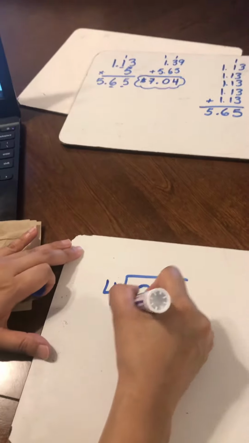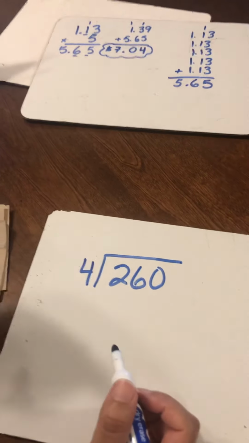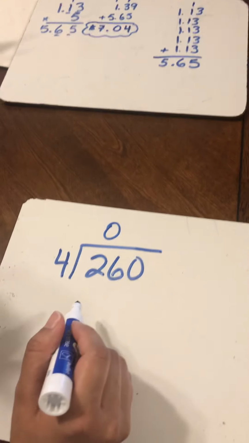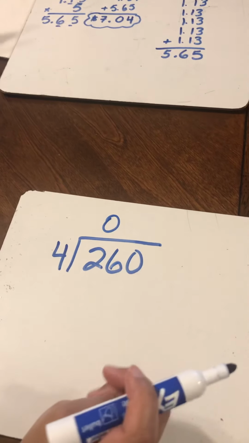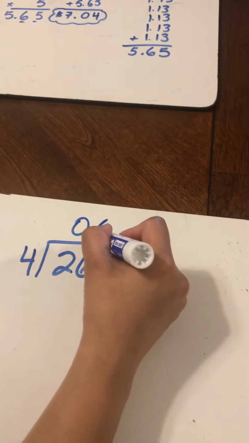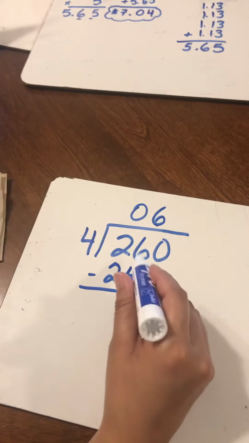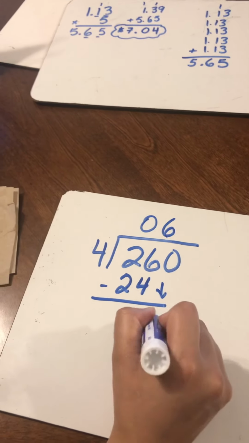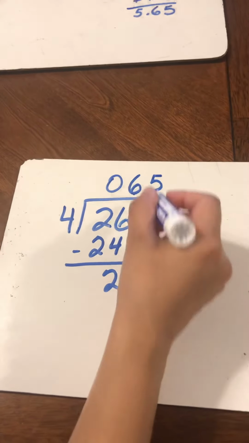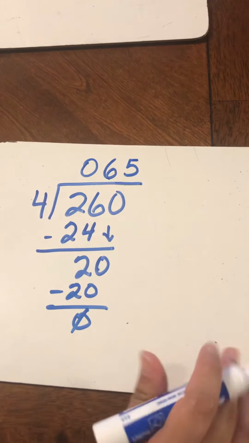260 divided by 4. Think about your 4 times tables. How many times does 4 go into 26? Because it doesn't go into 2. So you have 4, 8, 12, 16, 20, 24, right? To get 24, I have to multiply by 6. 6 times 4, we said, was 24. And then subtract. 6 minus 4 is 2. Bring down my 0. 4 goes into 20 5 times. 5 times 4 is 20, and I don't have any remainders.